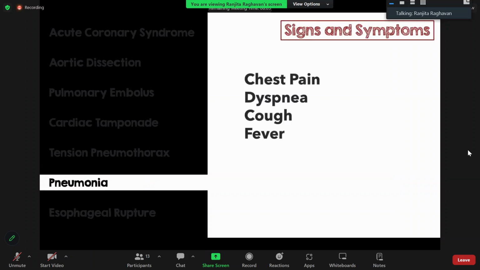Pneumonia. So this is pretty straightforward. I'm sure we all see a bunch of pneumonia patients every day. Chest pain, dyspnea, cough, fever. These are the general things we're going to see with our pneumonia. Of course, people who are older or immunocompromised may have subtler signs and just present with altered mental status, just with tachycardia, maybe just not feeling well, and maybe not mounting that fever that we usually would think of to see with pneumonia.